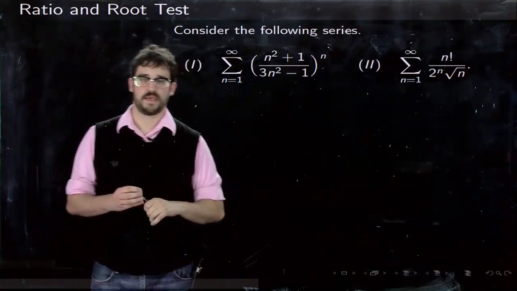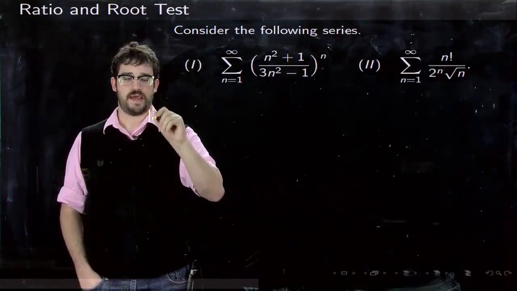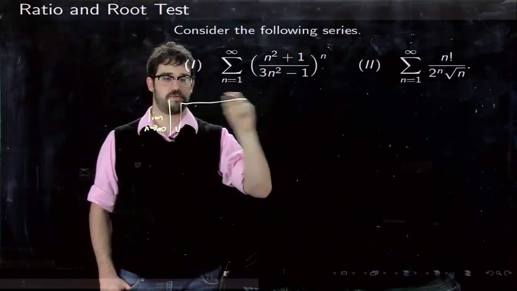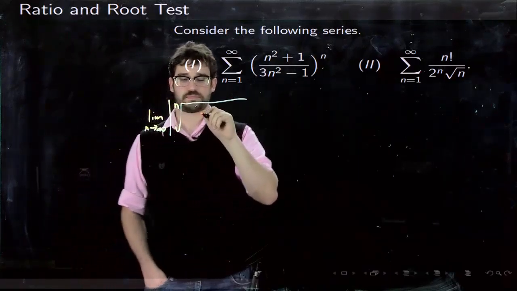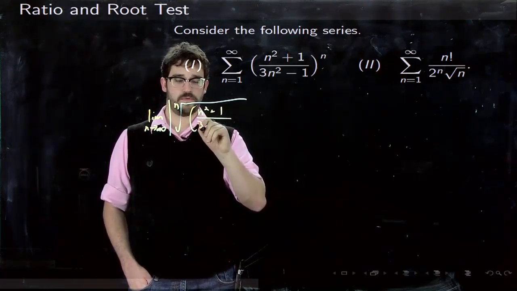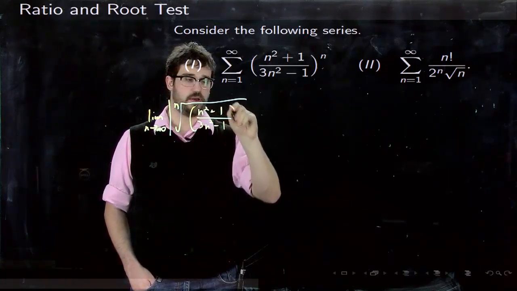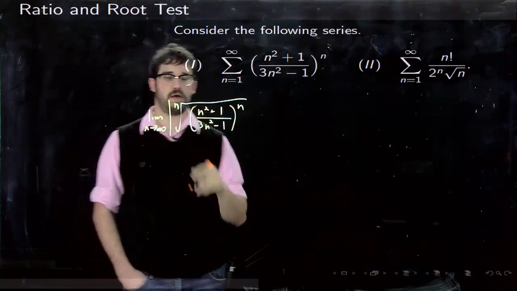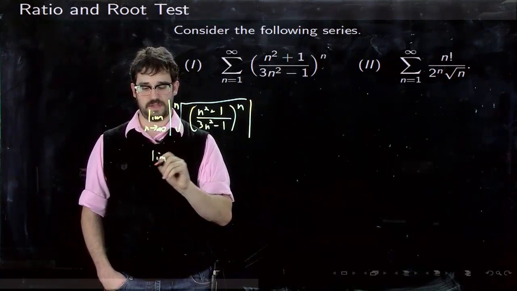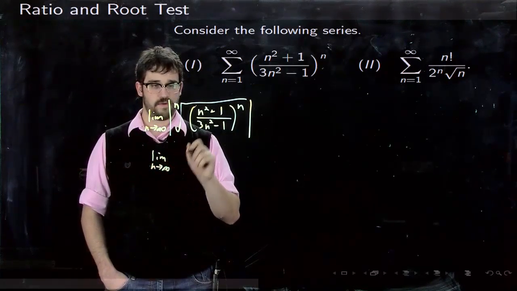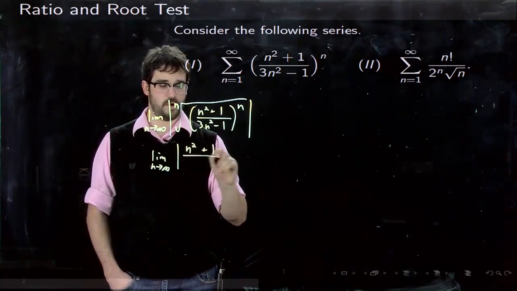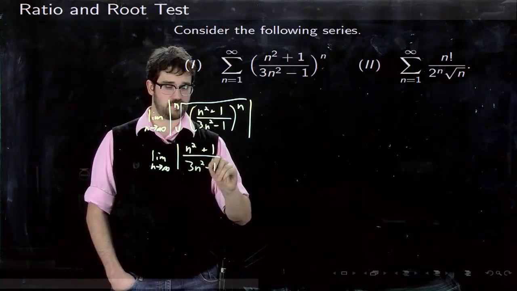So let's do that. Let's take the limit as n goes to infinity of the absolute value of the nth root of this function, which is n squared plus 1 over 3n squared minus 1, all raised to the n. Well, we have some nice cancellation here with the nth roots, and we're just looking at the limit as n goes to infinity of now the absolute value of n squared plus 1 over 3n squared minus 1.